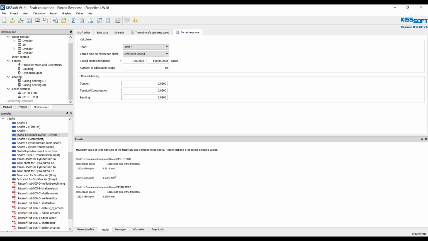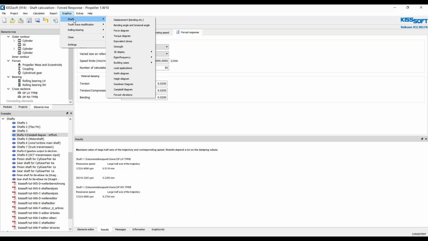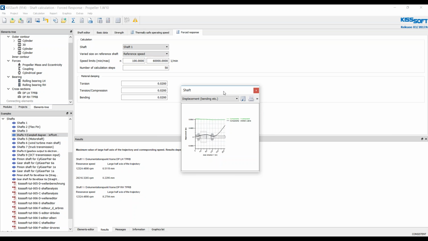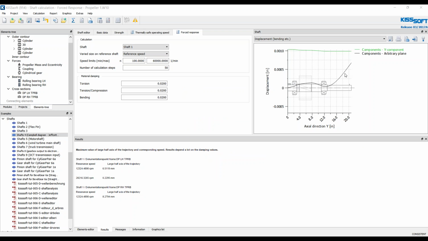So what it's telling me is a normalized displacement at resonance from that imbalance force, at 12,324 RPM, is 6.5 millimeters. Now, that's also taking into account, I think, the housing deflections as well. So we go to Graphics, Shaft, and we can look at the displacement. This is the typical displacement of our shaft with that load. And it's not much, it's pretty small.